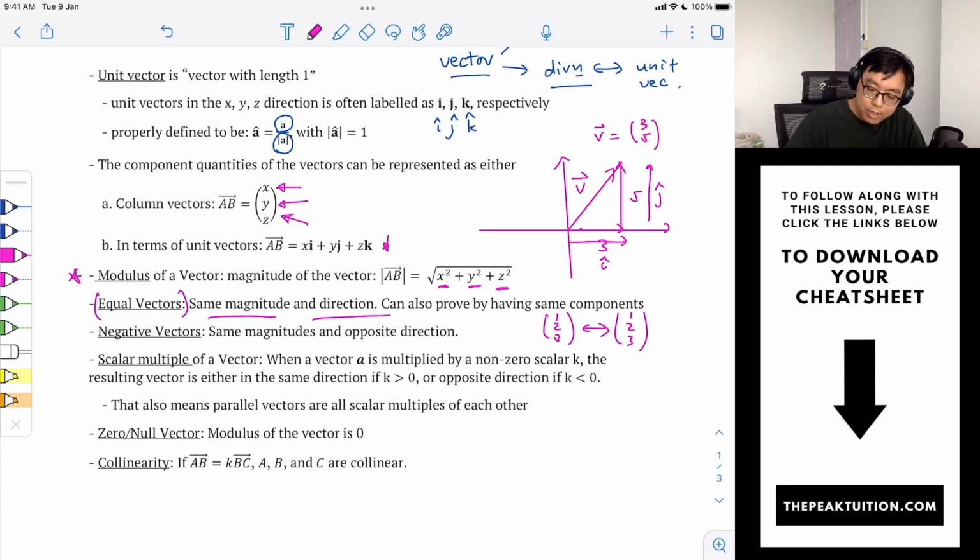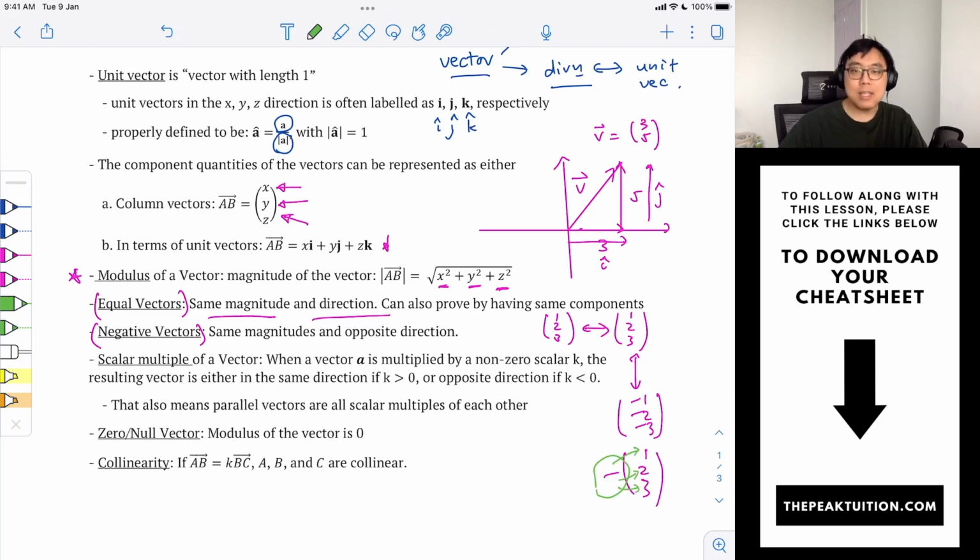When we have a negative vector, it's basically equal, but all of its components have a negative sign. An example of a negative vector would be -1, -2, -3. This can also be written as -(1, 2, 3), like this. Whatever number is outside of this vector will be multiplied to every component inside this vector. This is one thing to take note about the notation.